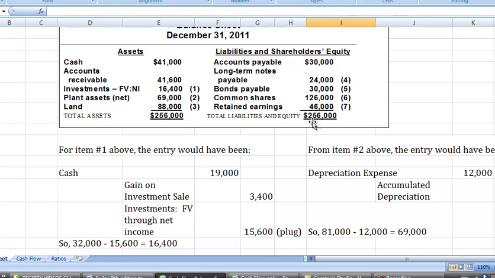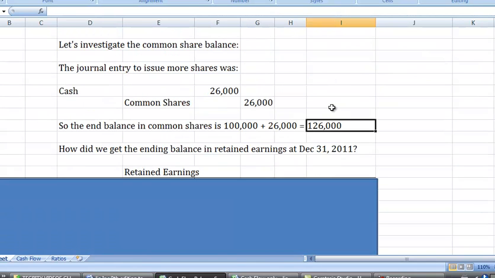Now, to get retained earnings, we could do it in one of two ways. We already have our total assets of $256,000. We already know that for a balance sheet to balance, we need liabilities and equity to balance to that same number. We could plug it, but not everything in accounting could be a plug. If you have the information that you need, then you should be able to calculate it. And that's what we did. So we have retained earnings here of $46,000. How did we get that?